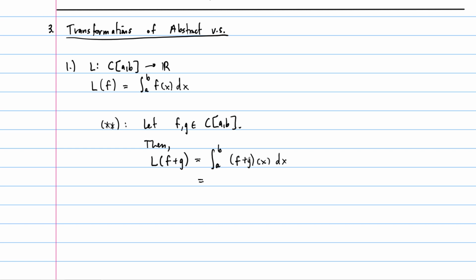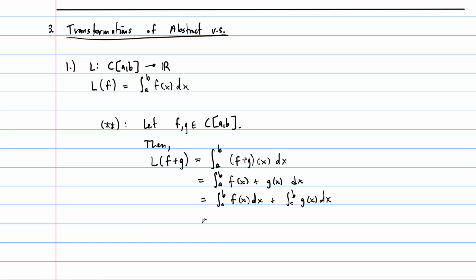Then start from the inside. The definition of the sum of the two functions is that it's pointwise, right? So we basically distribute this and write it as f of x plus g of x. That's the definition of vector addition in this vector space, C[a,b]. And from there, now we can use properties of the integral that we know from Calc 1, which is that the integral distributes over sums, right? So the definite integral can be written as the integral from a to b of f of x dx plus the integral from a to b of g of x dx.